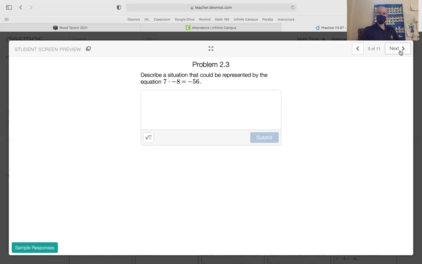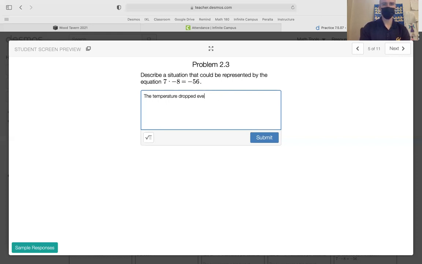So describe a situation that can be represented by the equation 7 times negative 8 equals negative 56. For creating questions that have to do with negative numbers, I think temperature is one of the easiest ways to do that. And when I see the number 7, it makes me think of days of the week. And so I would write something along the lines of the temperature dropped every day.